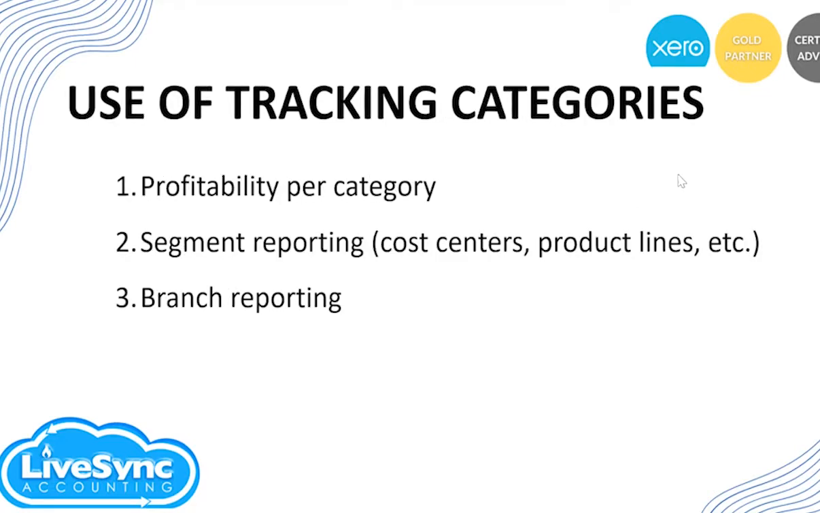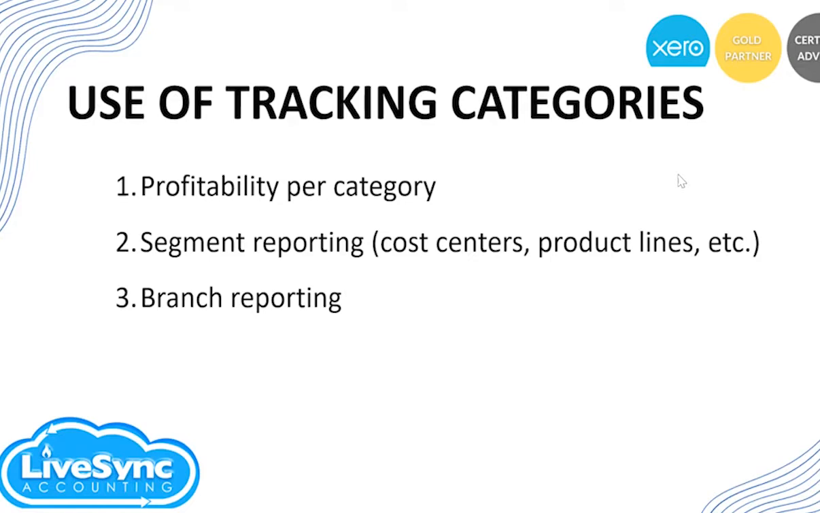The use of tracking categories is really to segment your business into different categories. The main purpose of this is to check the profitability per category. If you are using other reports, or exporting the reports to Excel to segment your business, then this one is for you. You can maximize the use of Xero by using tracking categories to segment your business.